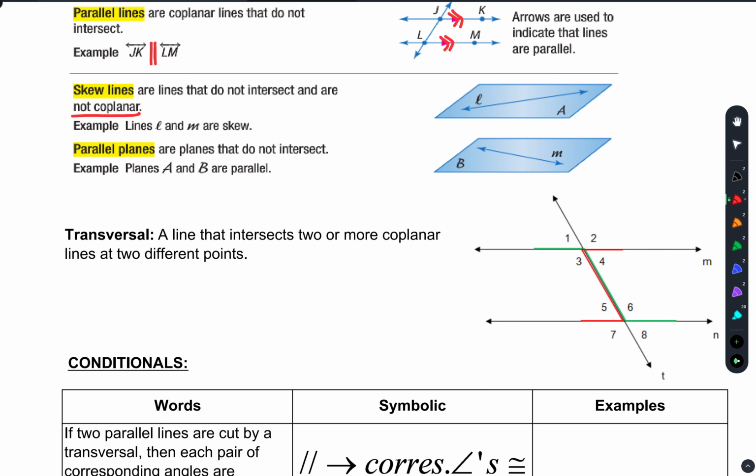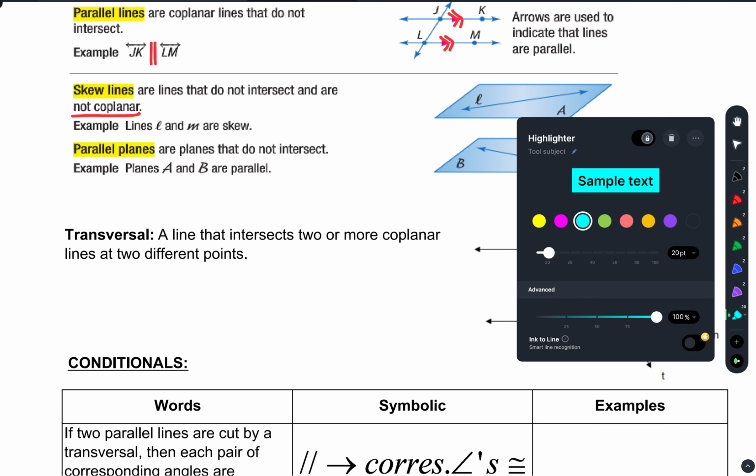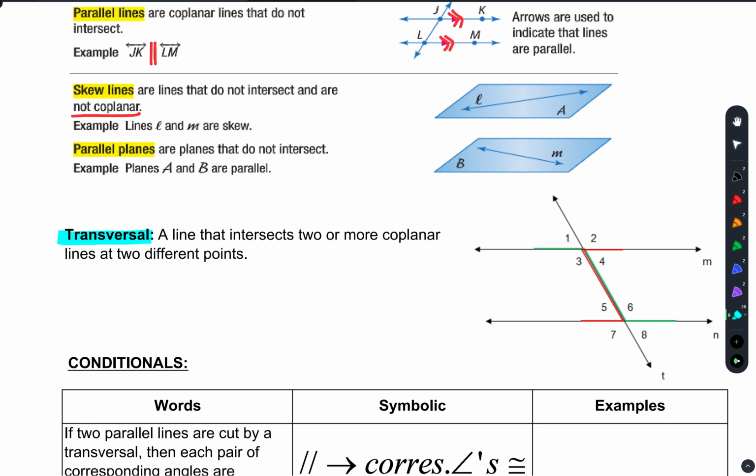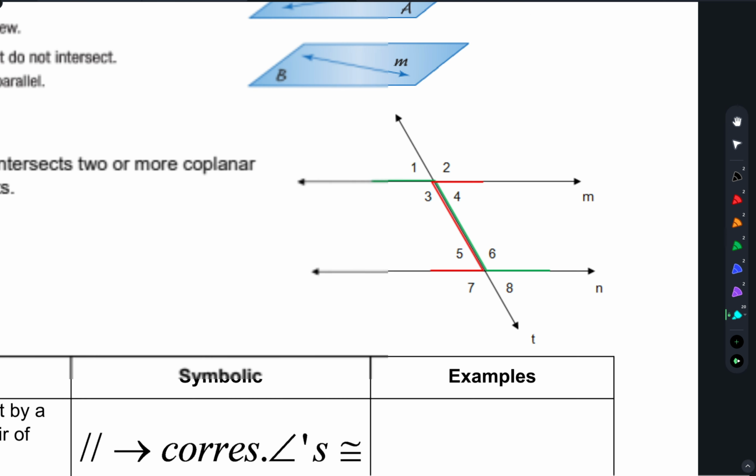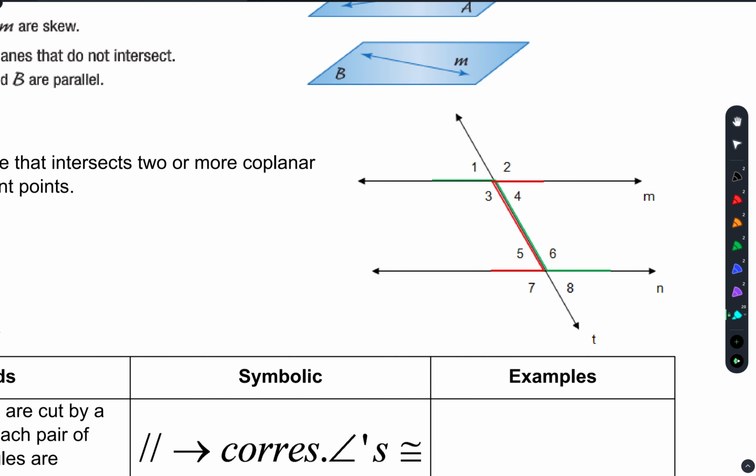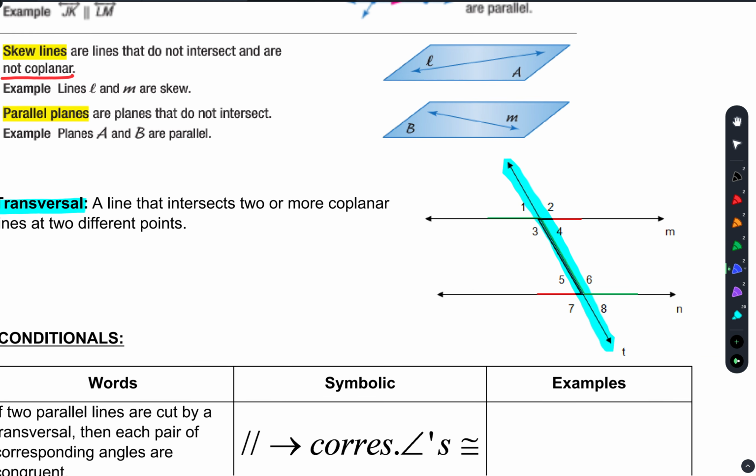Now our big topic for this lesson, and really for the whole unit, is called a transversal. A transversal is a line that intersects two other coplanar lines. So that's our big vocab word here. Now if I look at this diagram, I see that I have two lines, line M and line N, and they are both being intersected by this line right here, which is called line T. Line T represents my transversal in this diagram.